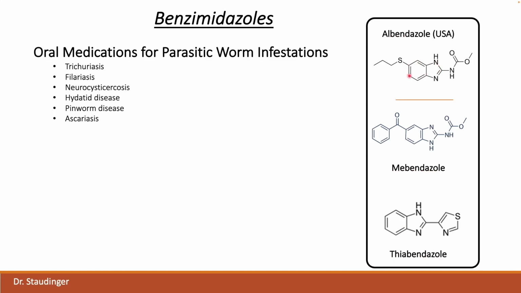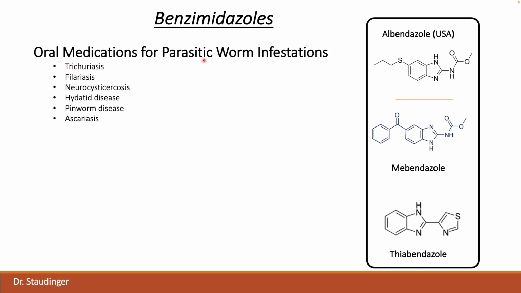There are three anti-helminth benzimidazole-containing compounds: albendazole, mebendazole, and thiabendazole. All three have the central benzimidazole ring. Thiabendazole is fraught with side effects, so it's not heavily utilized. Mebendazole is not approved for use in the United States. Albendazole is the main drug used in the United States.